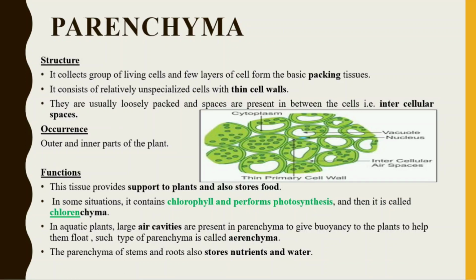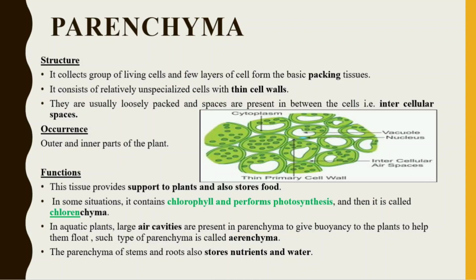So parenchyma is the first simple permanent tissue. Let's discuss the structure. First of all, these are living cells and they form the basic packing part of the plant. It consists of relatively unspecialized cells with thin cell walls. They have larger vacuoles, as vacuoles are responsible for storage. Parenchyma has intercellular spaces where they are present. They are generally present in the outer and inner parts of the plant, making a few layers of cells. Function: they are mainly responsible for storing food and supporting the plant.